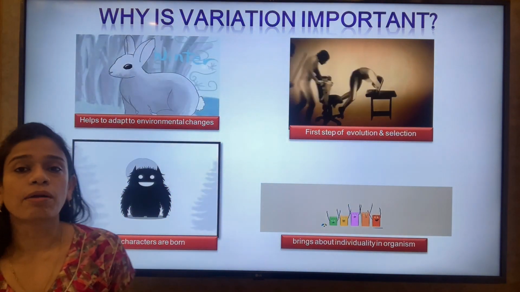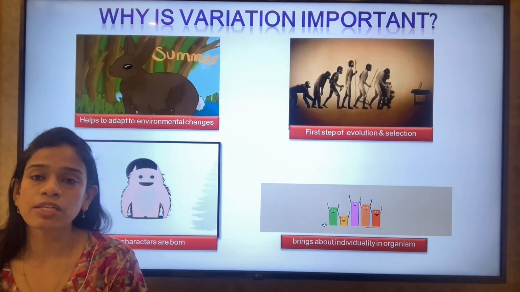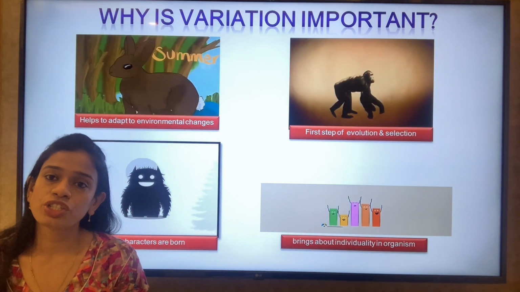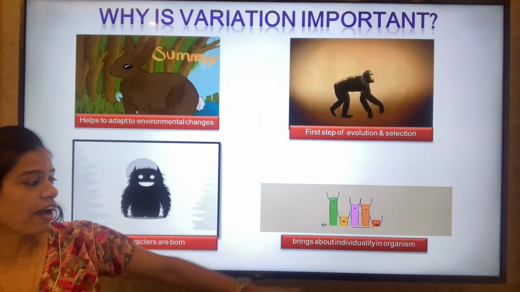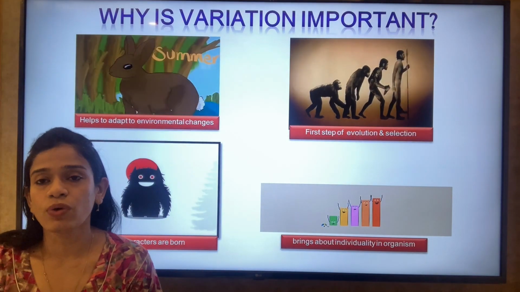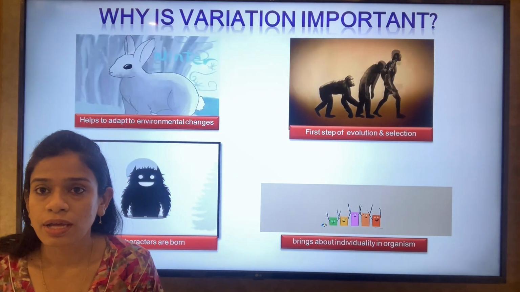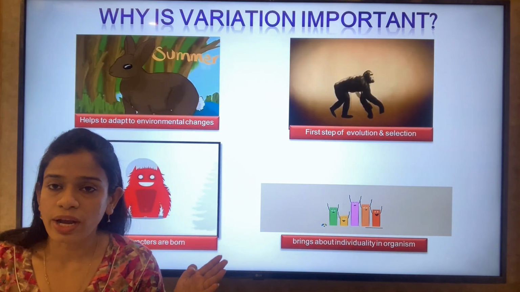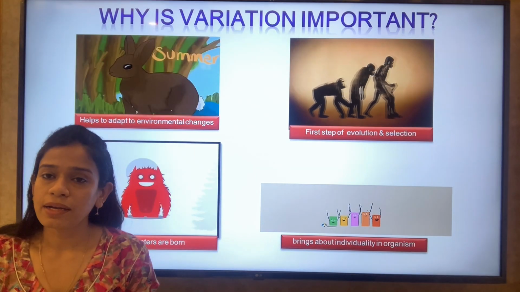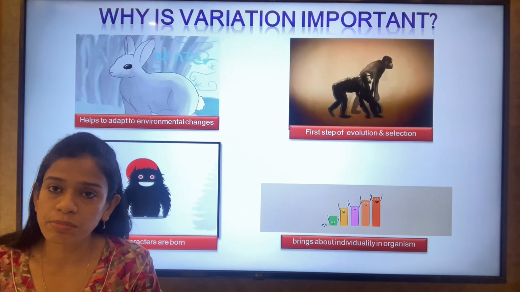New characters are born, obviously based on the requirements, the environmental conditions, and the weather conditions, and finally this brings about individuality. This is very important because in human beings, we identify each one with a separate name. But can you imagine if all of us looked exactly similar?